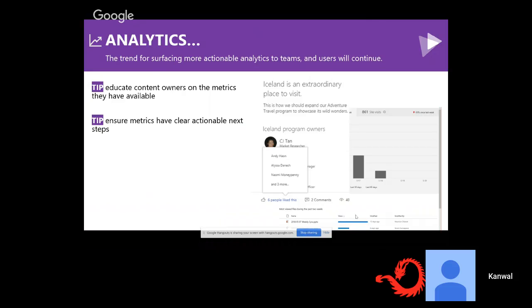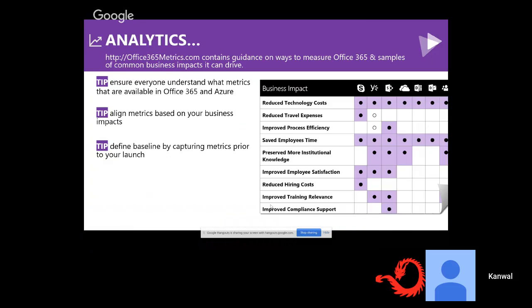But what are you actually going to do once you get those metrics? What are going to be the next steps? If instead of 6 people liking this, it's going to be 10, is that going to impact the type of content you add or not? So make sure you have those outcome-based discussions around what is possible from an analytics point of view.